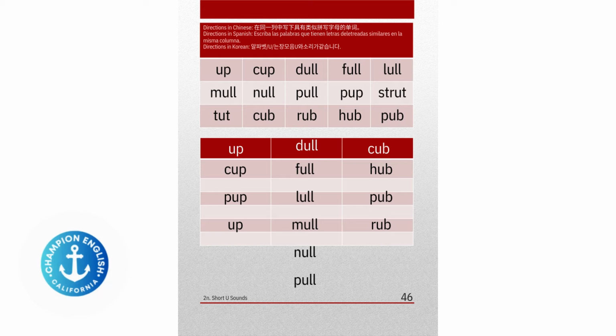Okay, students, now let's look at each word that we have in each of our columns here. So the first word that we have is up, and we're going to say cup, pup, and up. In the second column, we have dull, and we're going to say full, lull, mull, null, and pull. In the third column, we have cub, and we're going to say hub, pub, and rub. Can you go ahead and practice each of those words 3 times with a partner? Okay, students, excellent work.